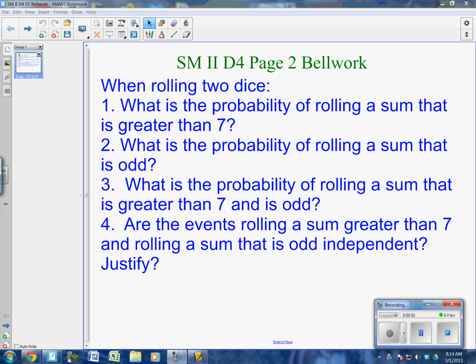Okay, today you guys, we have this bell work, and then we're going to learn about something called conditional probability.